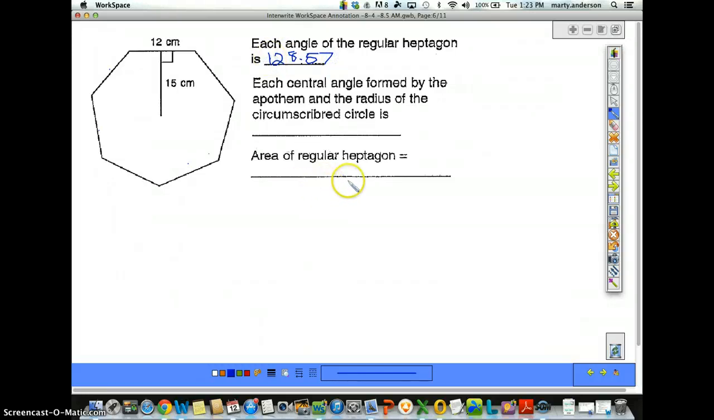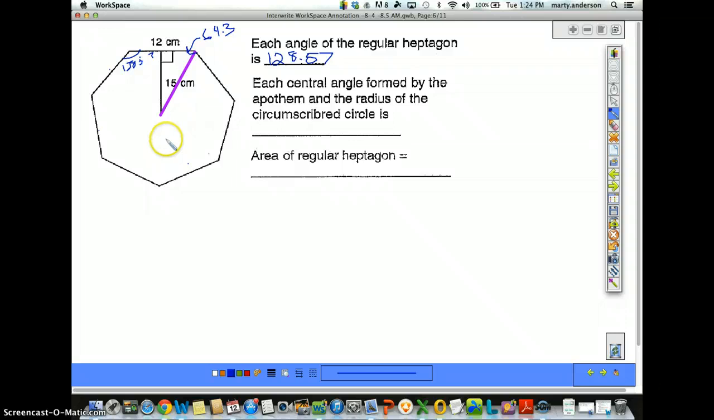Again, each angle formed by the apothem and the radius of the circumscribed circle is, well, if you think about where we're getting that information, we're going to go right here, and we're looking for this little angle right there. Which means if this whole thing is 128.57, then this one has to be half that. So we take our 128.57 divided by 2, 64.3. Let's go with 64.3. And then if that's 64.3, this one has to be 90 minus 64.3.